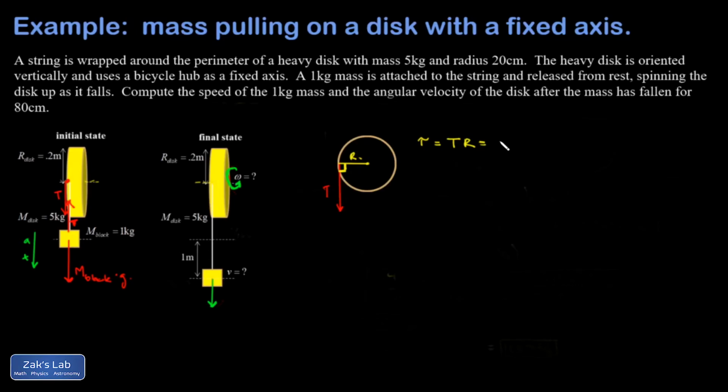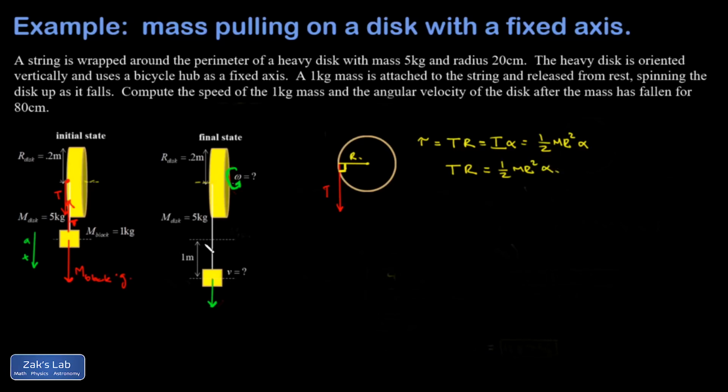Then I apply the rotational version of Newton's second law, tau equals I alpha. And I can even plug in the moment of inertia of a disk. All right, so this simplifies to the tension in the string multiplied by the radius of the disk equals 1/2 m r squared times alpha.